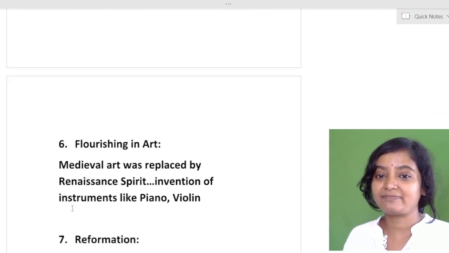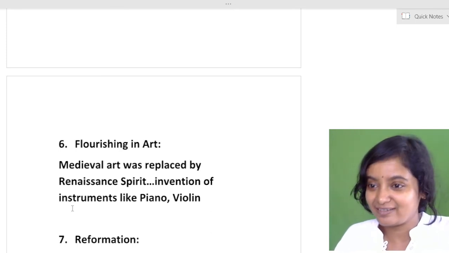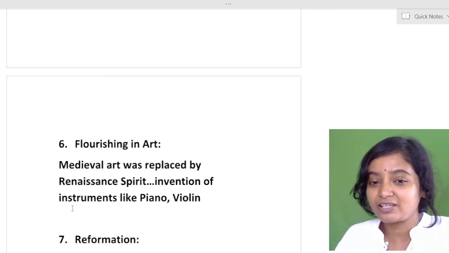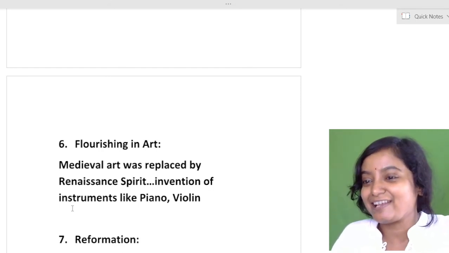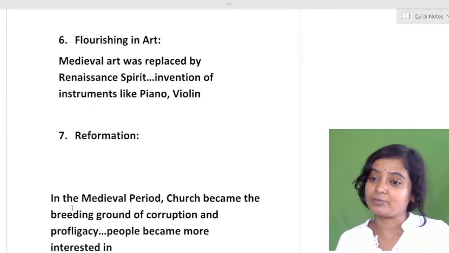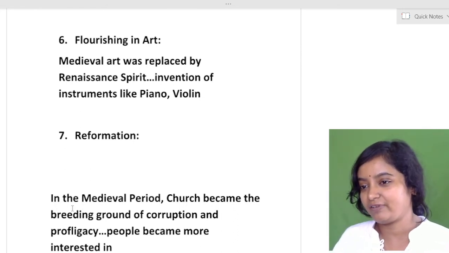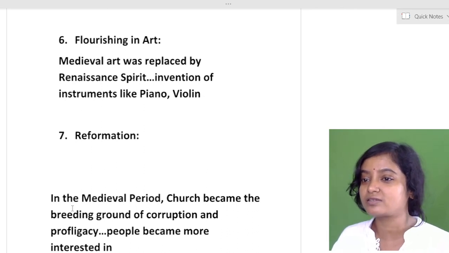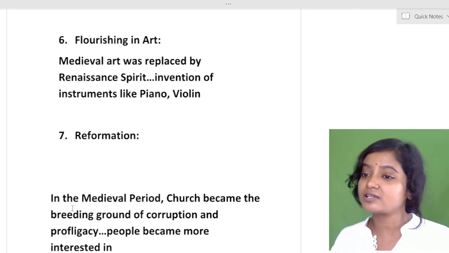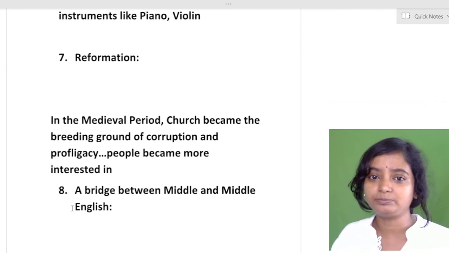Now number 6, flourishing in art. Medieval art was replaced by Renaissance spirit. The invention of instruments like piano and violin encouraged more innovative music. Number 7, Reformation. The immediate and correlated effect of Renaissance was Reformation. What is the Reformation? Reformation was a reform of church practices, church indulgences, church corruption. We have discussed Reformation in detail in our previous video.